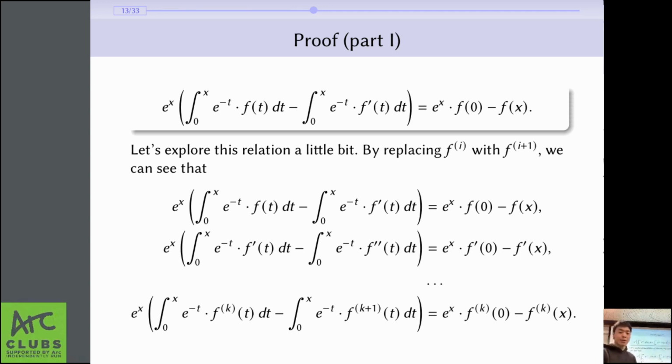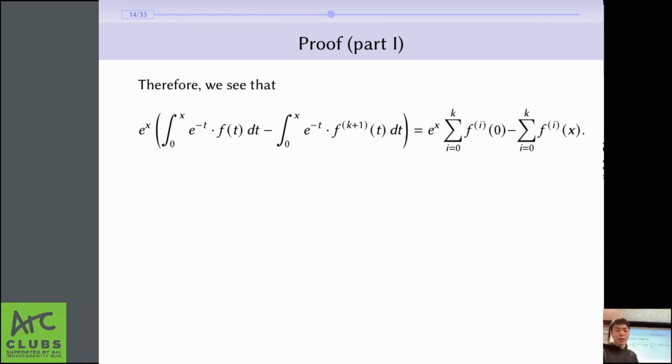And then on the right-hand side, we're just going to factor out e to the power of x, and we're just going to get a sum of the derivatives evaluated at 0 minus the derivatives evaluated at x. So in other words, what we're going to get is something like this, where on the right-hand side we just sum a bunch of derivatives evaluated at 0 minus a bunch of derivatives evaluated at x, and on the left-hand side, we get this nice-looking equation here. Okay, that's good. Now, that's useful. So this is something that's nice to look at.